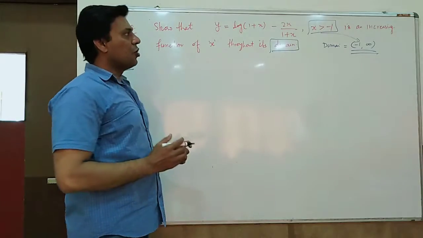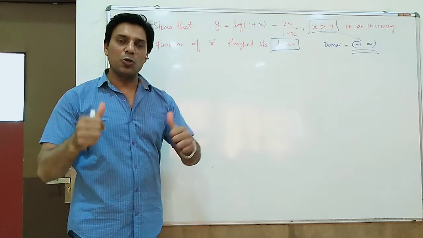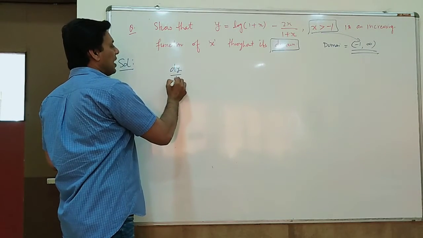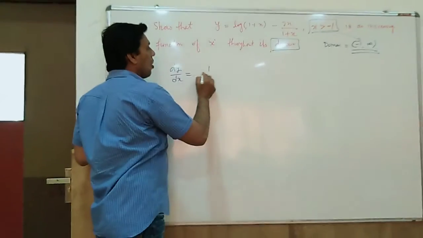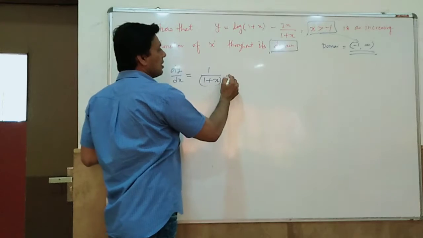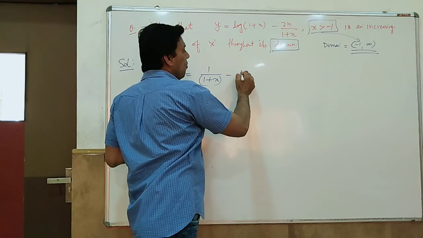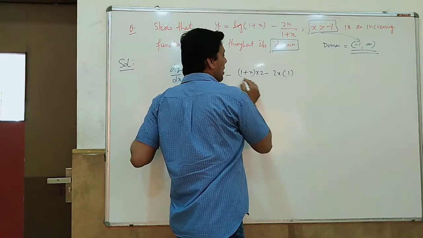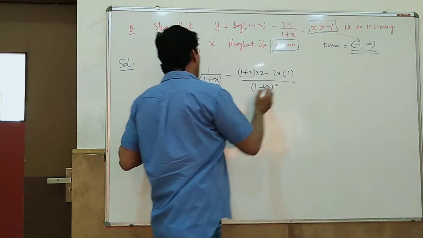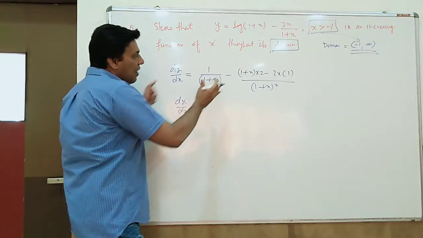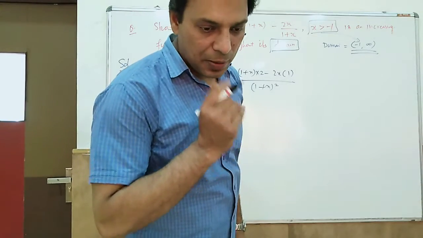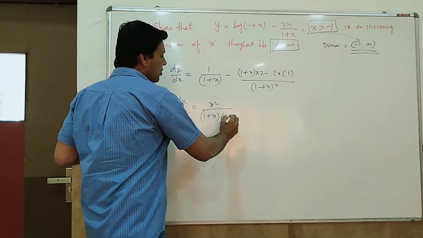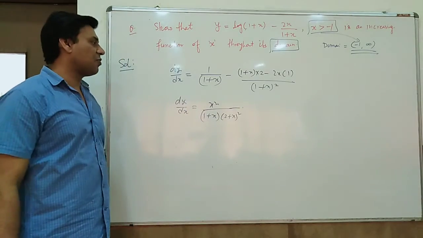Now see your function. To check whether the function is increasing or decreasing, you have to find dy upon dx first. It means you have to find the derivative. So this is your y. dy upon dx will be the differentiation of log(1 plus x), so 1 upon 1 plus x, and differentiation of this: 1 plus x as it is, differentiation of 2x is 2, then minus 2x as it is, and differentiation of 1 plus x is 1. I am using the quotient formula here, over (1 plus x) whole square. I am saving your time. After solving this, you will have x square upon (1 plus x) times (2 plus x) whole square. So you will get this value.